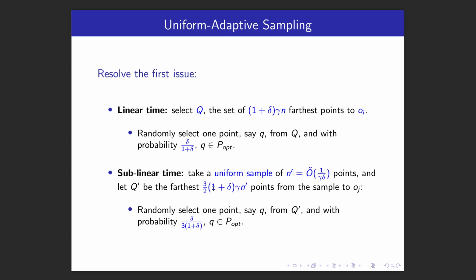So for q prime, we randomly pick one point, say small q, and then we can prove that with probability delta over 3 times (1 plus delta), the small q belongs to the set of optimal inliers. So you can see this is a two-level sampling procedure, uniform and adaptive sampling. By using this approach, we can avoid the linear time complexity.